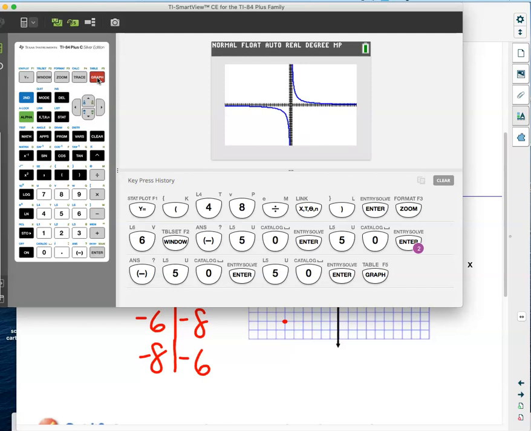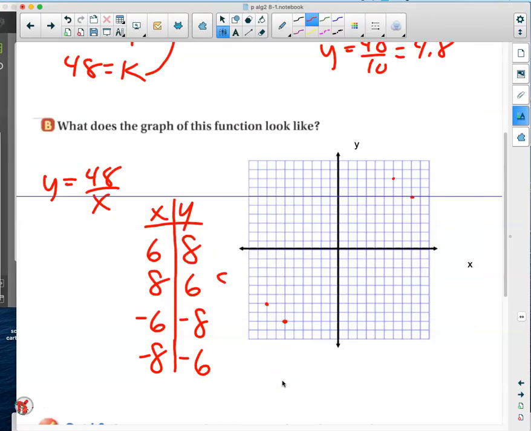So my hyperbola branch isn't going to touch the x or the y axis ever. Doesn't matter whether we're talking about this one in the first quadrant or this one in the third quadrant. So when I'm drawing this, I have to make sure that it looks like it has a curve and that it's going to get closer and closer to the x and y axis, but it's not going to cross.